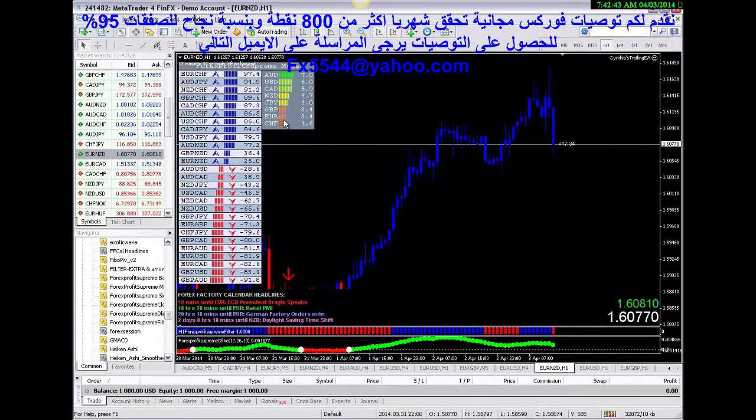So if they're selling in the euro NZD, the first currency is the euro, so they're selling that. So in the pair, they're selling the euro and they're buying the dollar.